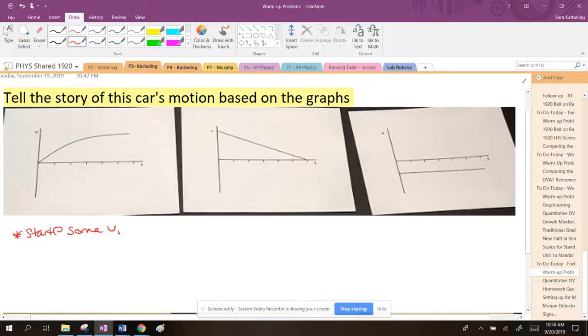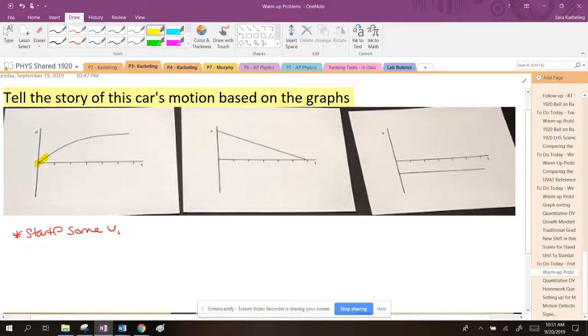All right, so we're gonna start off with some initial velocity. And how did you know that it started off with some initial velocity? Because it's going at diagonal. Yeah, there's an angle, there's a slope to that line, right? All of those things. That's all true. I love it. So there's an initial velocity because there's some sort of slope here.